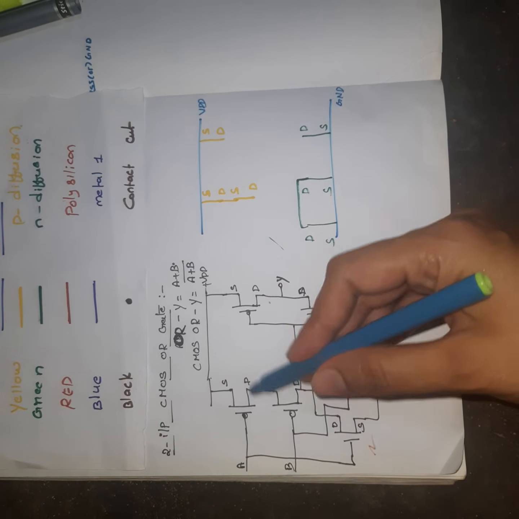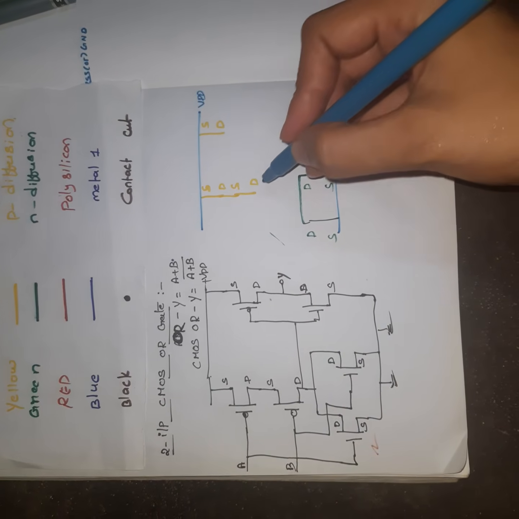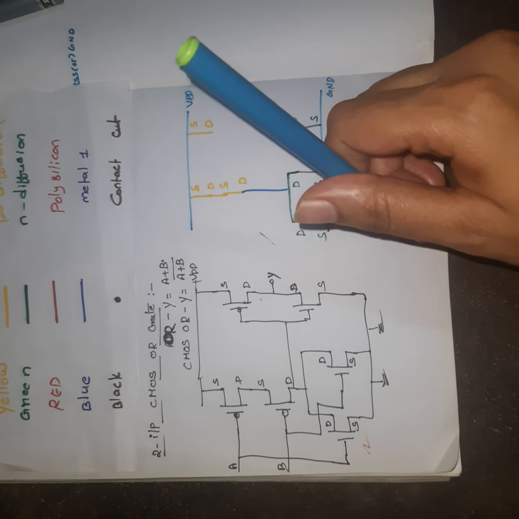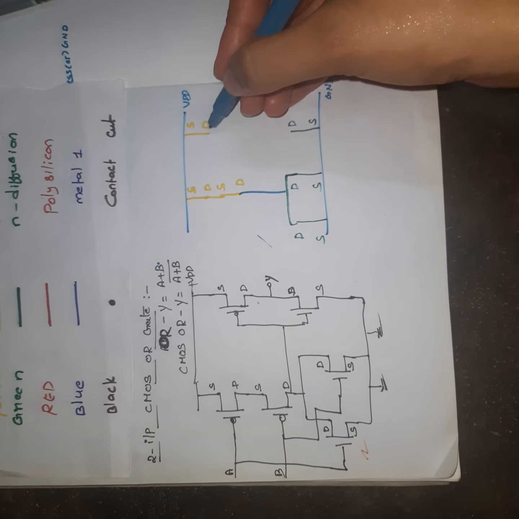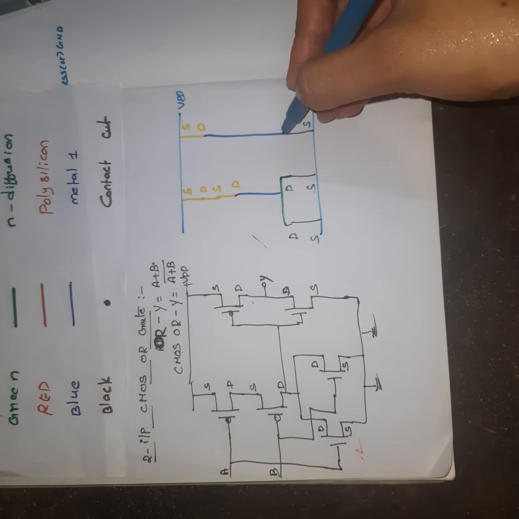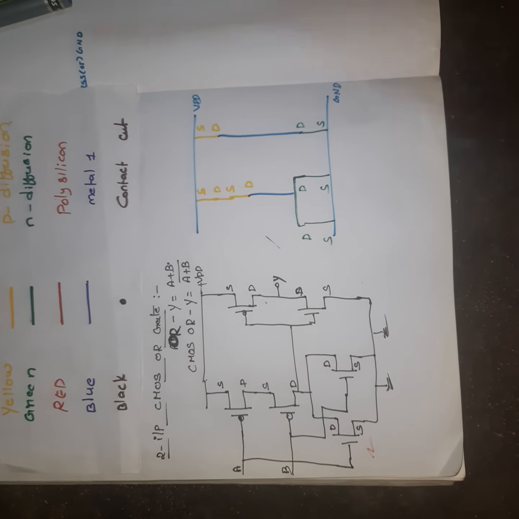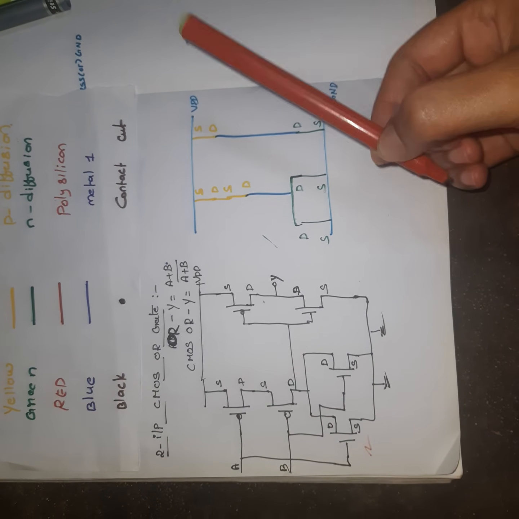Now the next step is the connection between the N diffusion and P diffusion. Here the P diffusion drain is connected to the pull-down network of transistors, using the metal, which is nothing but blue color. Next, drain is connected to drain here. Next, drain is connected to drain. Completed.